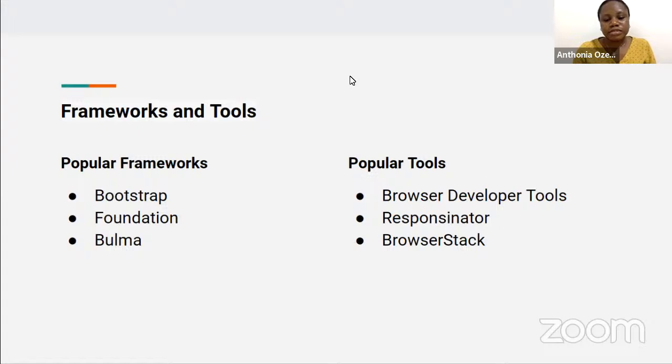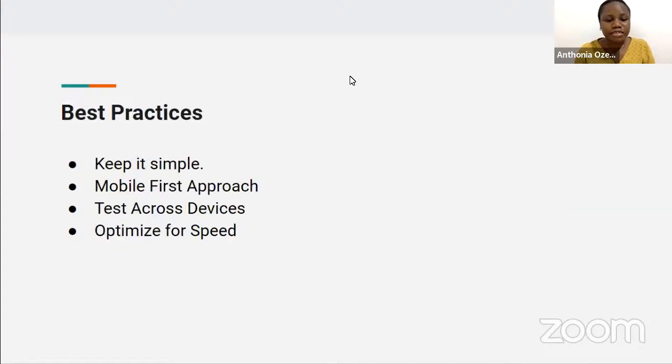Next slide, please. So some of the best practices in order to achieve responsive web design. The first one is keep it simple. Design for smaller screens first, then progressively enhance for larger screens. What do I mean by that? When you're trying to achieve a responsive web design, design for smaller screens first to check how it will come out before moving on to design for larger screens.